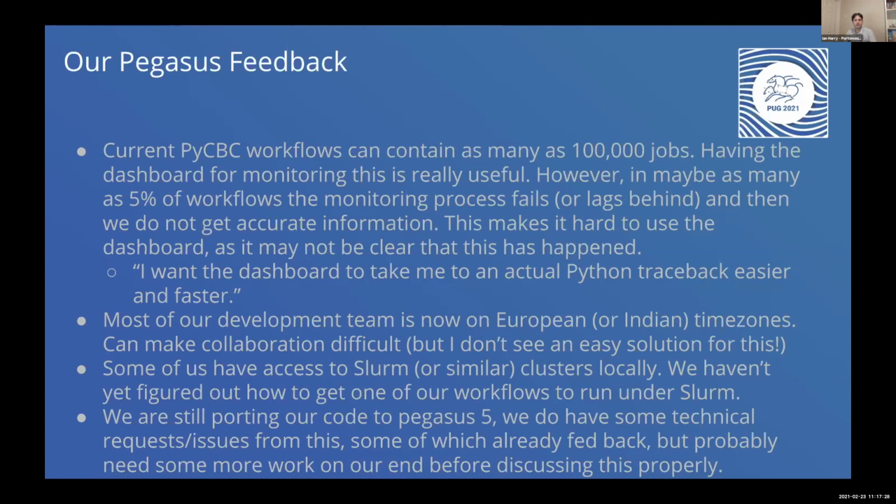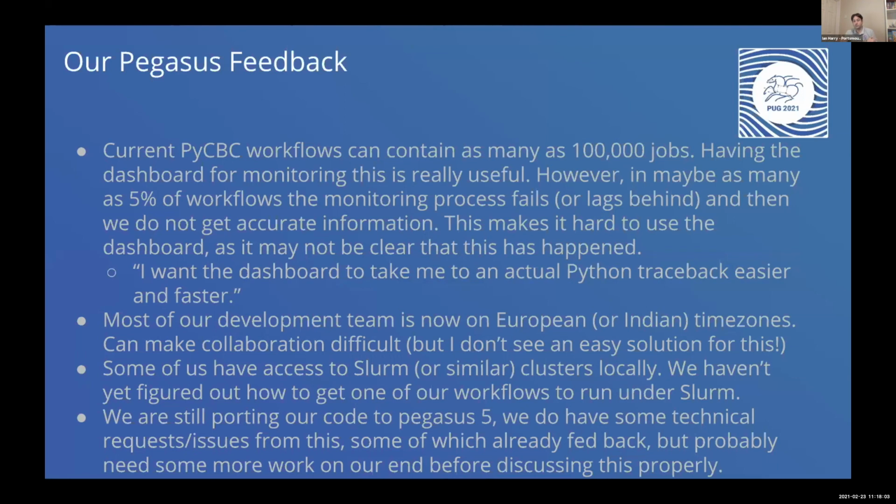On the HPC side, some of us now have access to Slurm or similar clusters locally. We haven't yet figured out how to get one of our workflows to do this, partly because we always find it easier to run on the Condor OSG resources anyway. But it would be great if there was a simple example of how, if you have access to a Slurm cluster, or maybe you can set up a Condor head node, you would get that interaction working. We don't really know where to start on that, and I don't think anyone's had the time to dig properly into that. But it does mean that there are often resources that we have locally that we're not using.